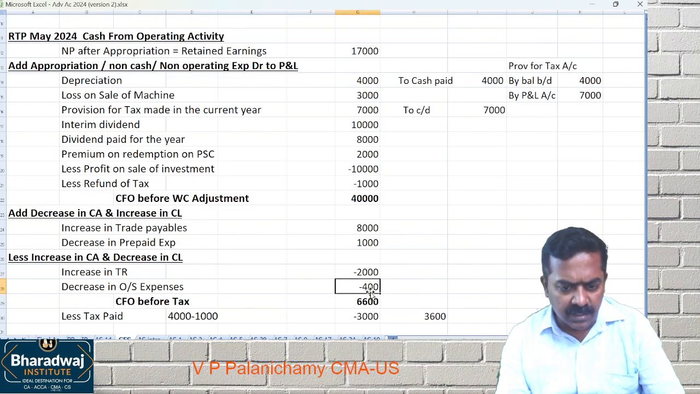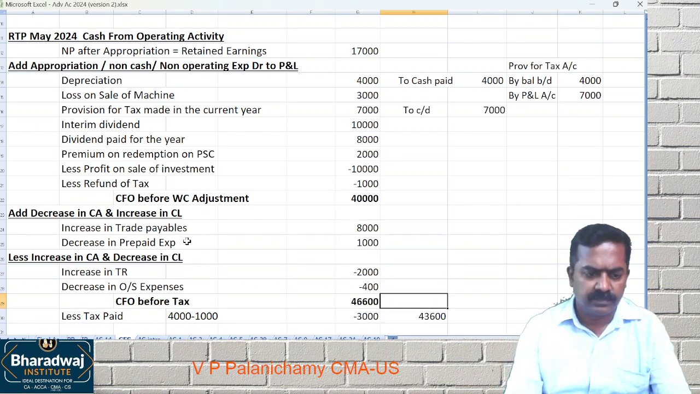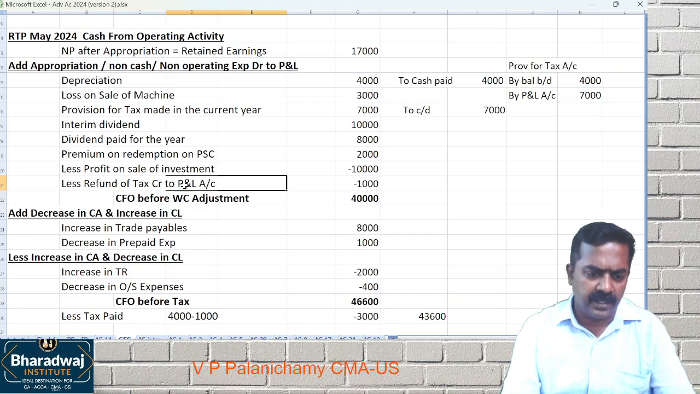How did 46,602 come? Okay. This one, refund of tax, actually it was credited to which account? P&L. It's a non-operating income. Credited to P&L account, let us eliminate.